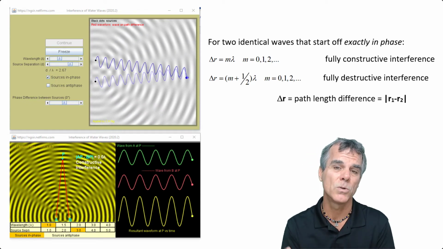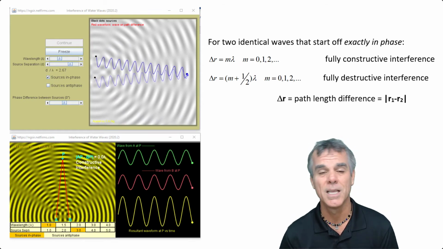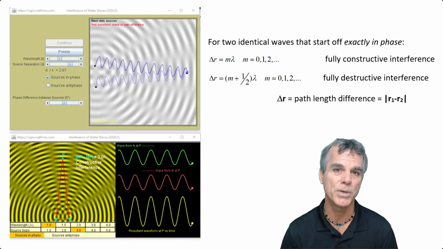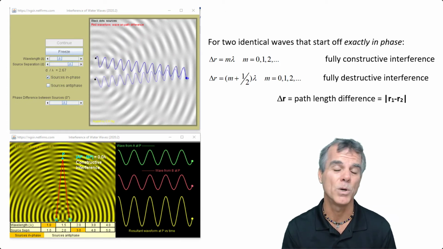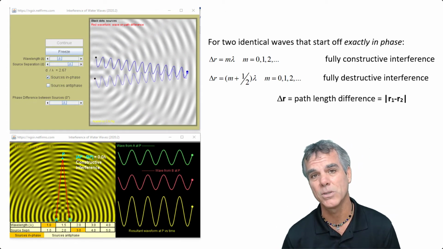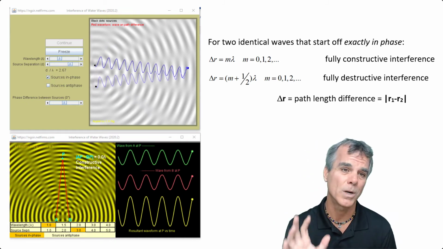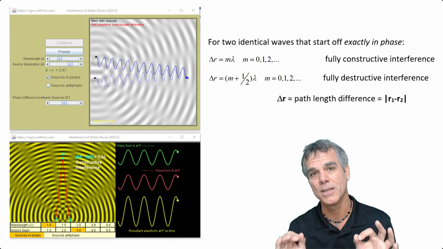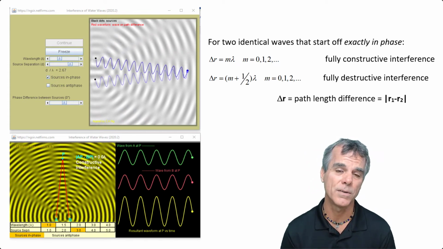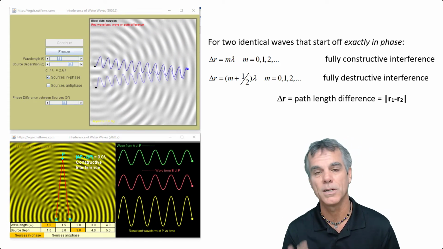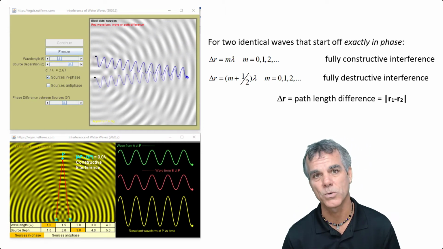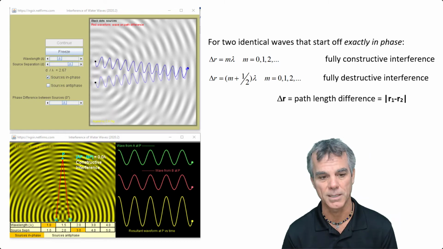Even though the two sources are initially in phase, if they travel different distances in reaching an external point P, they can arrive at that point either in phase to produce constructive interference or out of phase to produce destructive interference. And whether or not they produce constructive or destructive interference has to do with what's called the path length difference. How much farther waves from one source travel compared to waves from the second source.